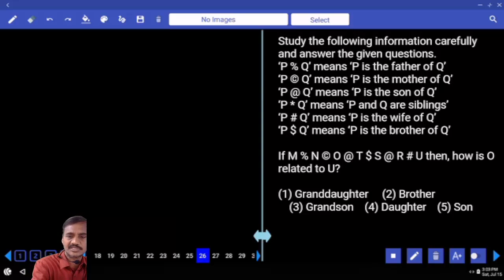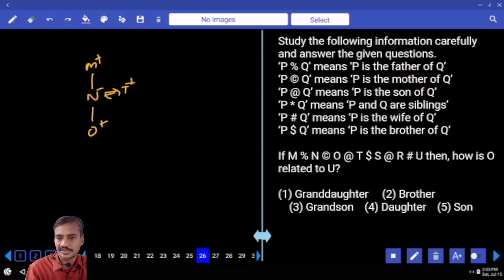M percentage means M is the father of N. Next one, N copyright. N is the mother of O. Next one, O at the rate of. O is the son of T. That means N and T are a married couple. T is a male. And T $ S. Dollar stands for T is the brother of S.